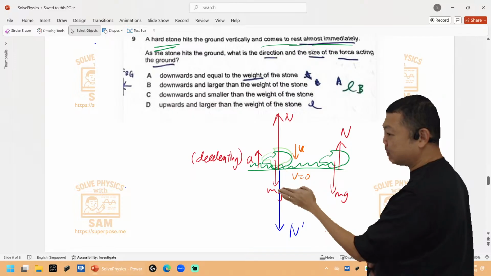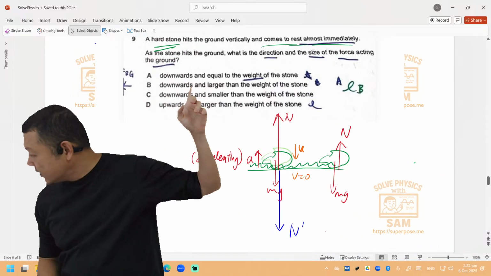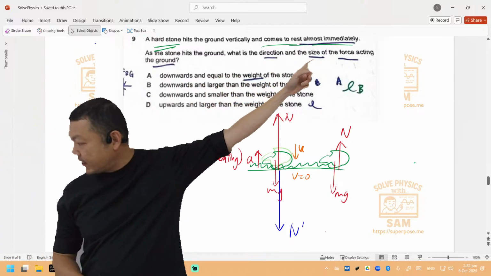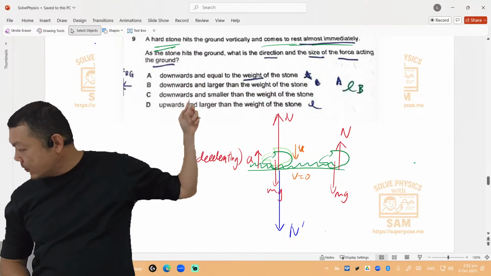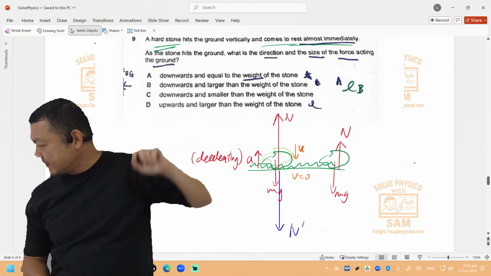N is bigger than mg as it's slowing down, right? So you look for the option that says this one. So what is the direction and size of the force acting on the ground? It will be downwards and larger than the weight of the stone, right? B should be your answer.